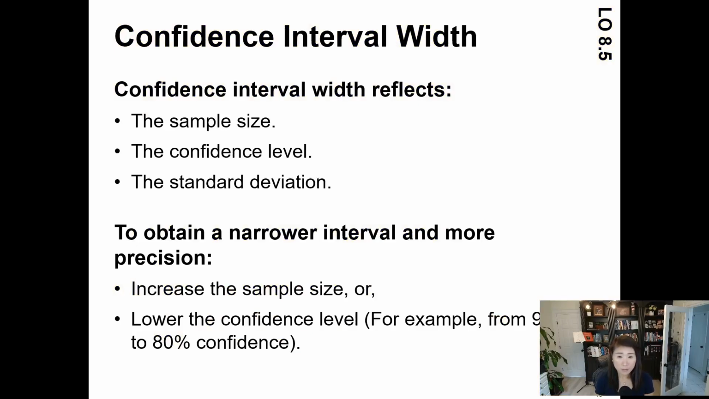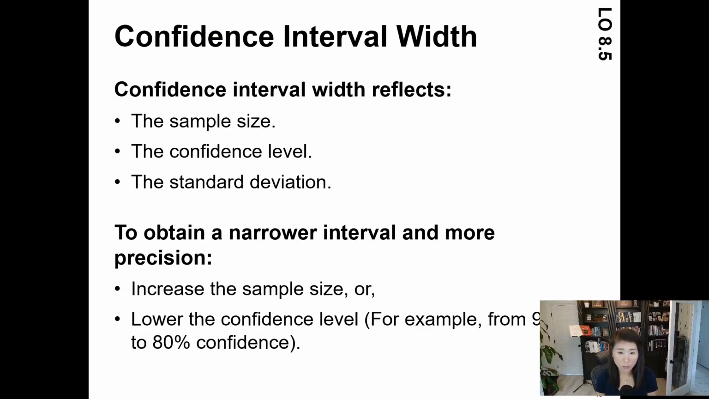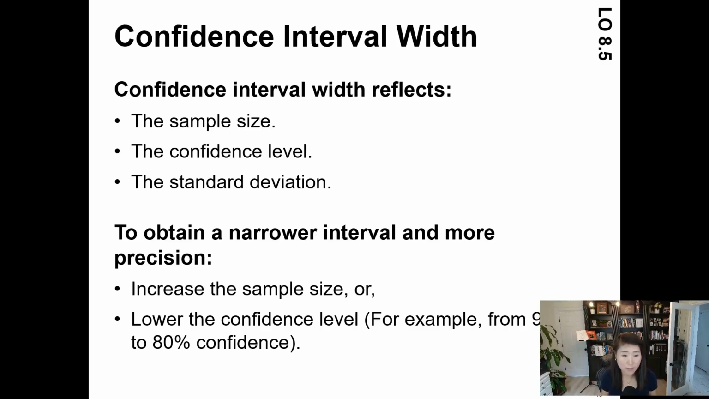Okay, so as we were just talking about the confidence width, the confidence interval width will reflect the sample size. As we said, the larger the sample size, the narrower the interval. And also the confidence level, right? If you have 90% confidence, that will be narrower than your 99% confidence intervals. And then the other one is the standard deviation. The larger the standard deviation, the wider your interval, and the smaller the standard deviation, the narrower your interval.